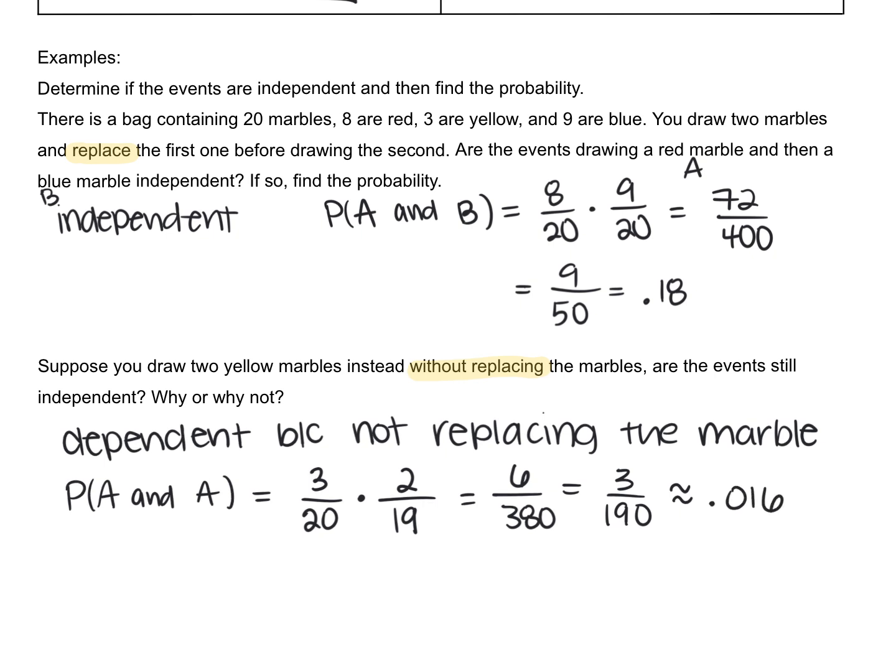If I were talking about not replacing on the previous example, it would be 8 over 20 times 9 over 19, because I'm talking about drawing 2 different colored marbles. So my numerator didn't change because there were 2 different colors, but my denominator did because I still wasn't replacing the marble.